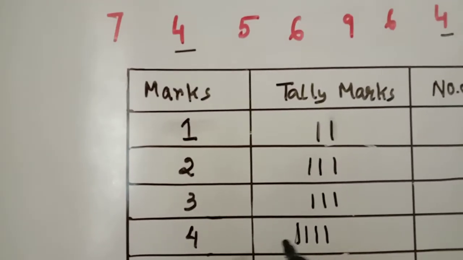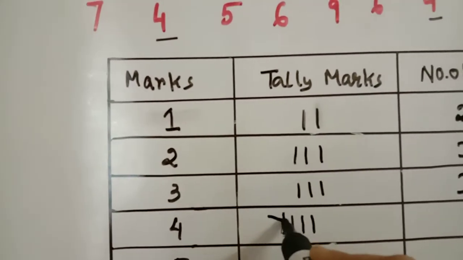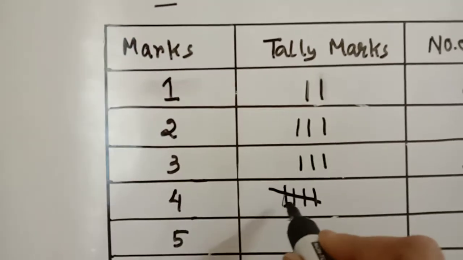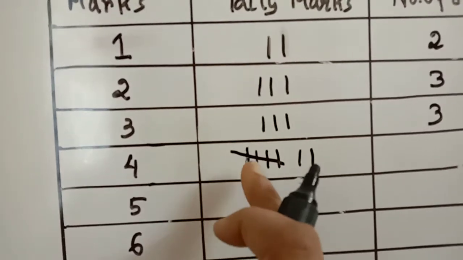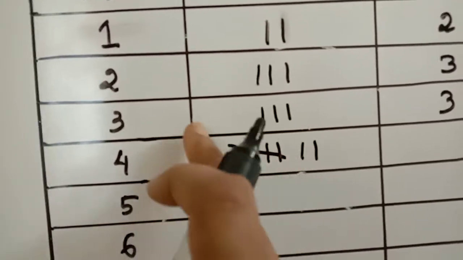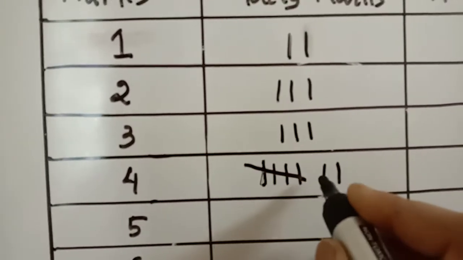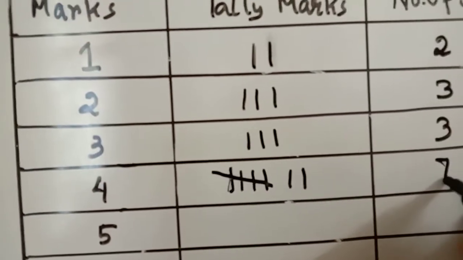When it is 5, what will you do? 1 2 3 4. Then when it is 5, we have to make a bunch. 1 2 3 4 5 6 7. Understood? Whenever it is 5, you have to make a bunch. Then 5 6 7. So 7.